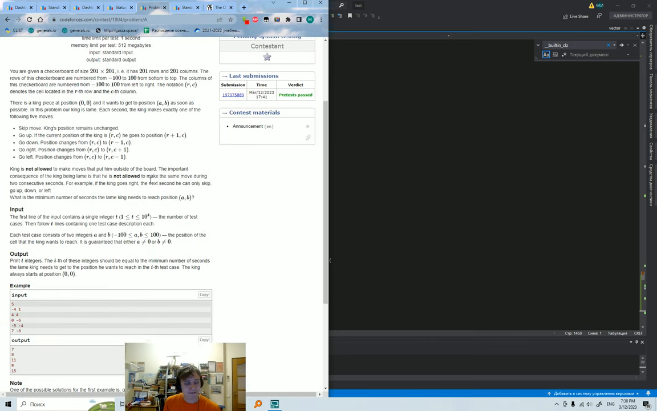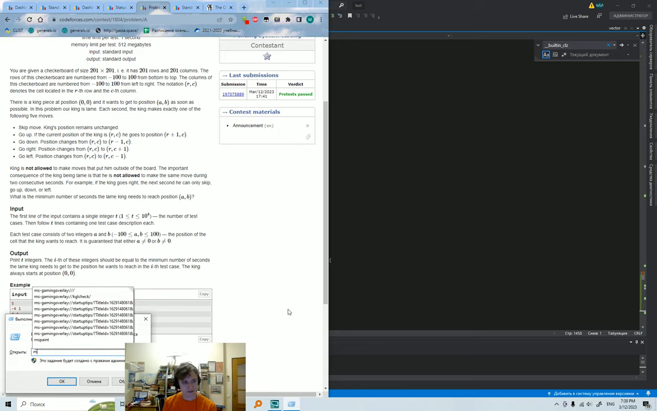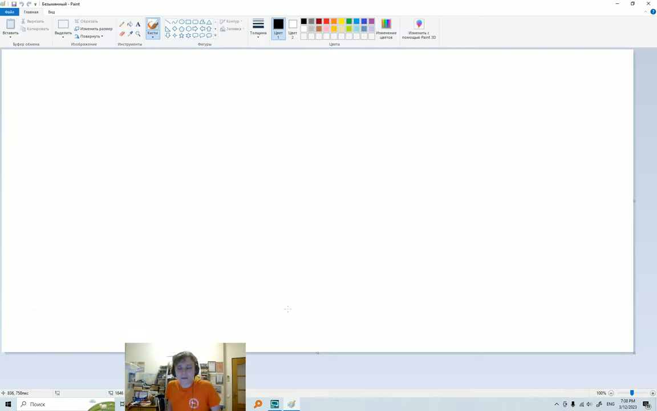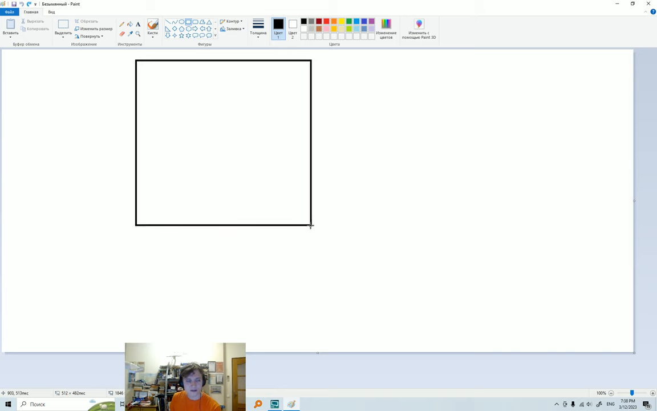Fine. So problem A. I think we need a picture. Firstly I will say the statement. We have a square field, we have a king in the center, and we want it to be in some other cell. There are five operations: go up, go right, go down, go left, and do nothing. We need to go from here to here, and we are not able to repeat the same operation twice in a row. So firstly, what if it is on one of these four lines?